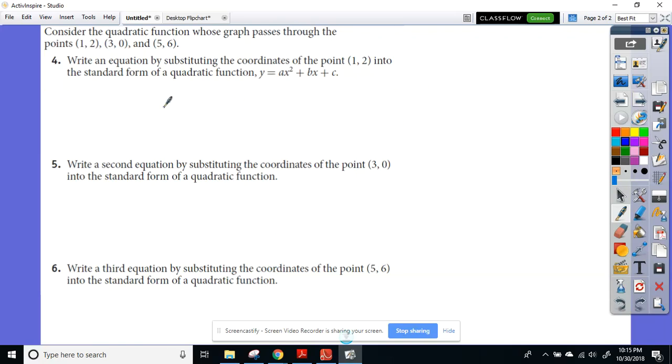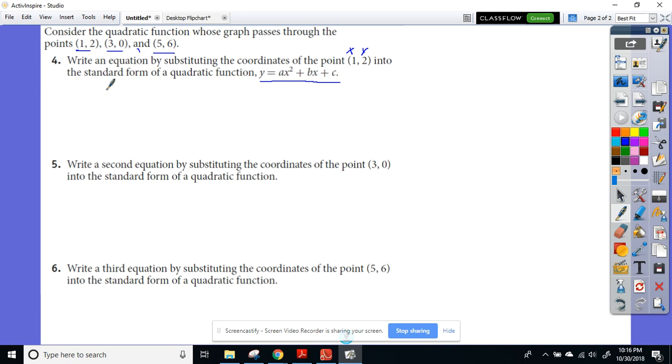Okay, so now that we know that we have to have 3 points in order to write a quadratic equation, they've given us 3 points. How do we do it? Well, we're going to use this standard form quadratic right here, and we're going to use the fact that the point that it passes through, that's this 1 right here is an x value, and this 2 right here is a y value.